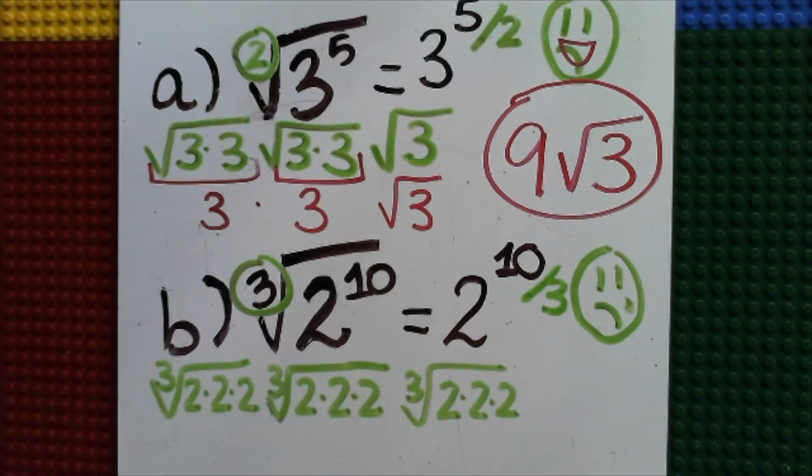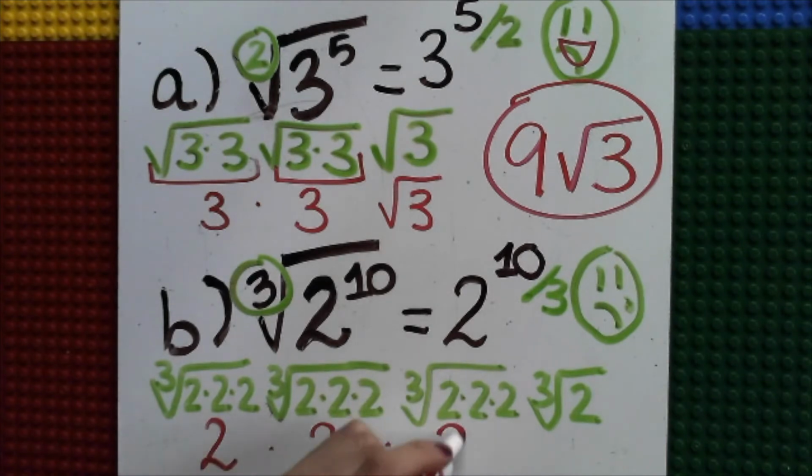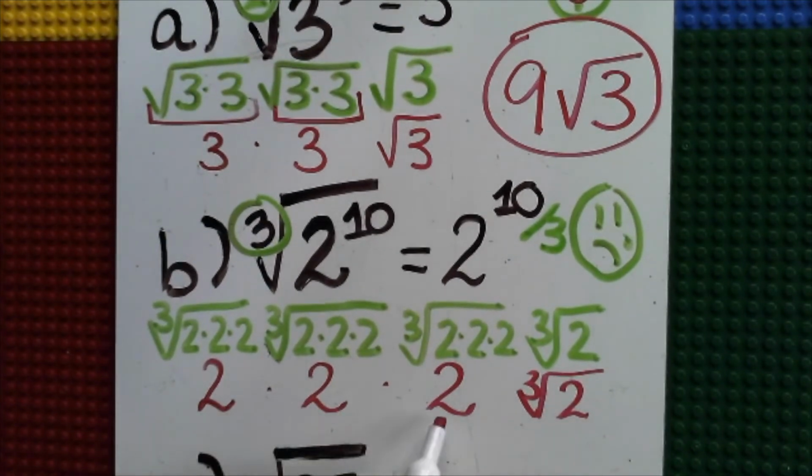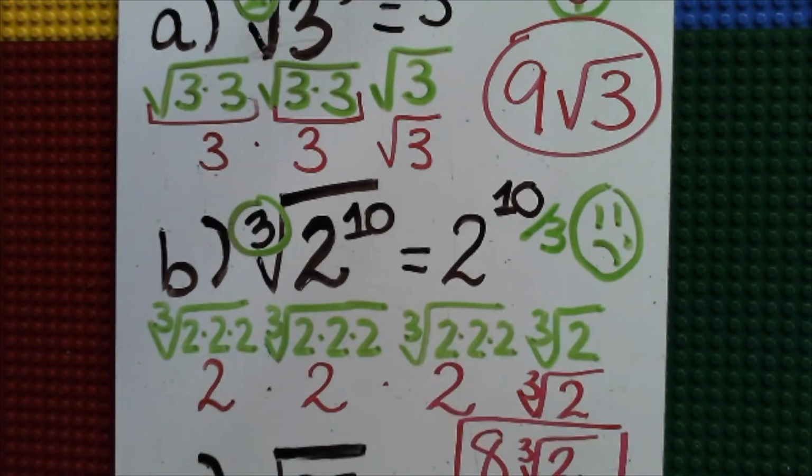The first group of three 2's represents 1 2, another 2, another 2, and the cubic root of 2. Therefore, my final answer is 2 times 2 times 2, which is 8, cubic root of 2. Yay! No longer sad.